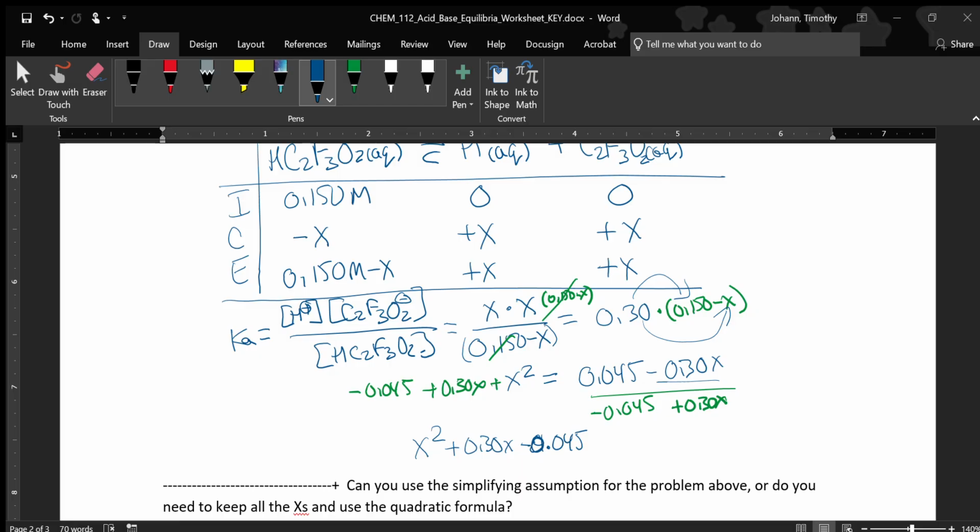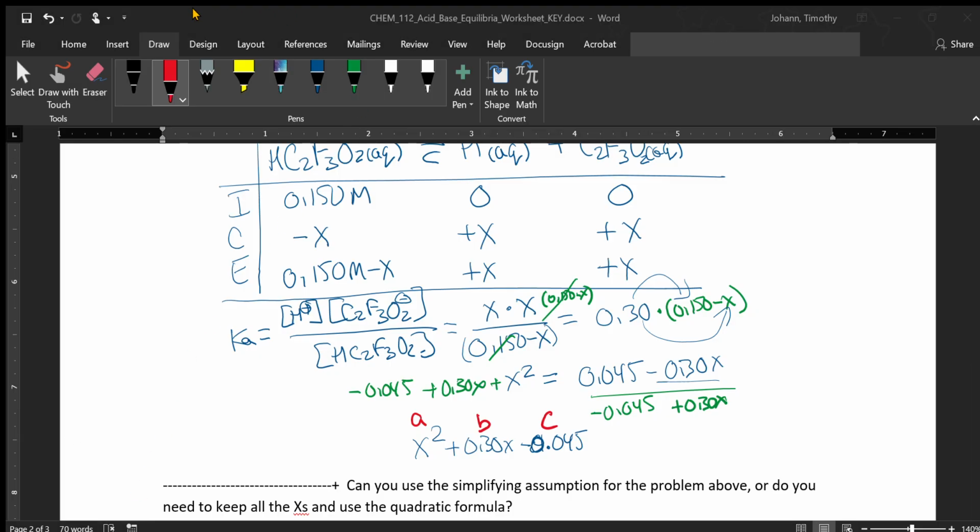We're going to need to put this into the equation for the quadratic formula. So this is A, this is B, this is C, and I'm not going to have you do this on a test or a quiz or anything like that. I'm going to write these numbers down and tab out. I'm going to hope to not lose my video capture, and we're just going to use a formula calculator off the internet. So A is going to be 1, B is going to be 0.3, and C is going to be negative 0.045.